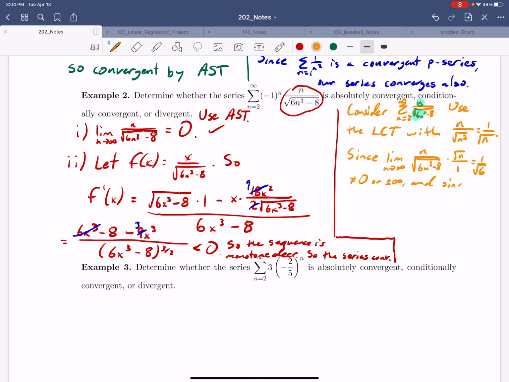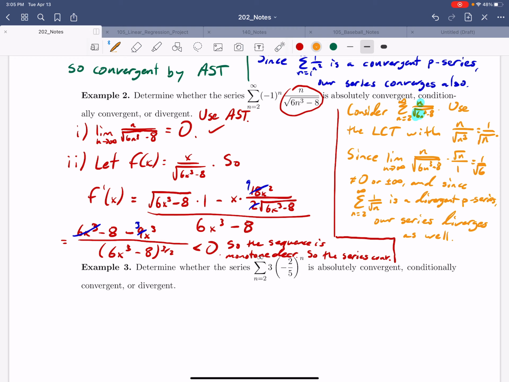And since the sum from, let's say, 2 to infinity of 1 over the square root of n is a divergent p-series, our series diverges as well. So that's how you do that one.